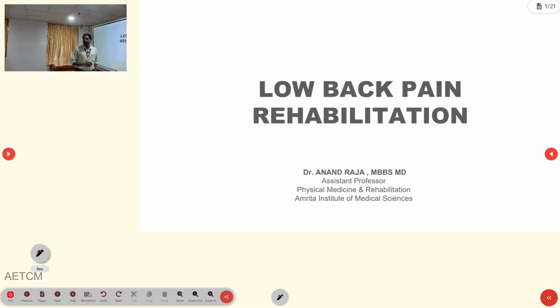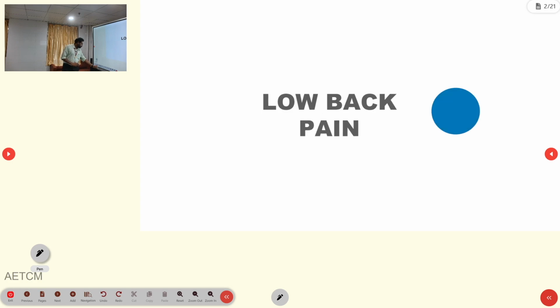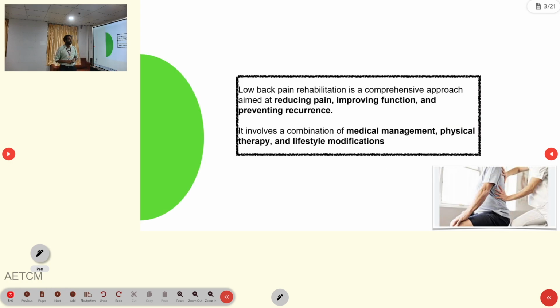So I'll be discussing low back pain rehabilitation. This would be a simplified version of how we go about with rehabilitation of a low back ache patient. The rehabilitation approach is a comprehensive approach aimed at reducing pain, improving function and preventing recurrence. The most important aspect that we'll be focusing on is function. Just like Jim sir said, we should always aim to reduce the disability rather than treat the symptom. So our focus will be on improving the function of the patient.